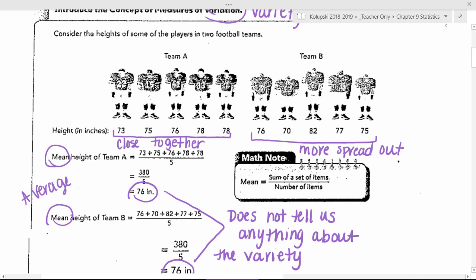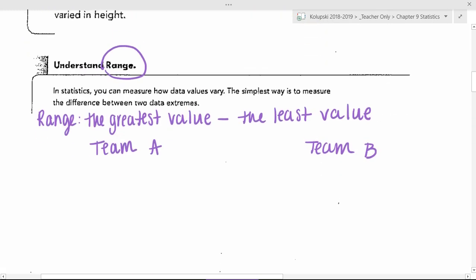So if I go back up, Team A, the shortest player is 73 and the tallest player is 78. For Team B, the shortest player is 70 and the tallest player is 82. So for Team A, I have 78 minus 73. That gives me 5 inches for the range. For Team B, I have 82 minus 70, which is 12 inches. So the difference is 5 inches from the shortest to the tallest for Team A, and for Team B, the difference is 12.